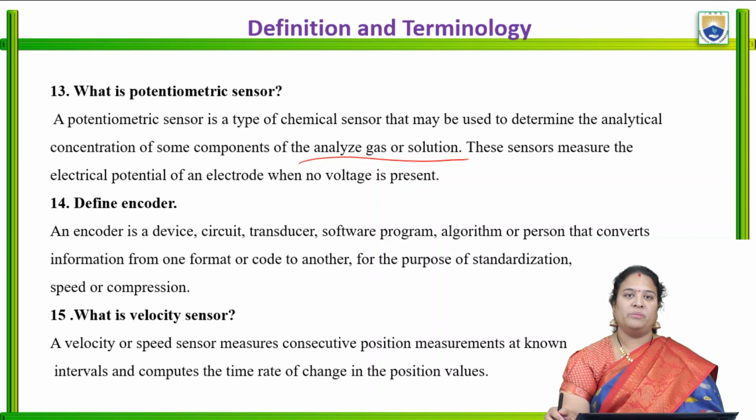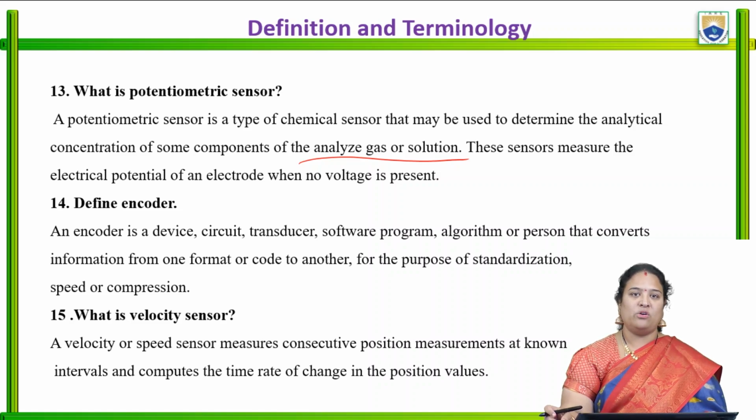What does encoder mean? An encoder is a device or a circuit, right? An encoder is a device, circuit, transducer or software programming which is used to convert information from one format to the other. It transforms the robot's data from one type of format to the other for the purpose of standardization of speed or compression.